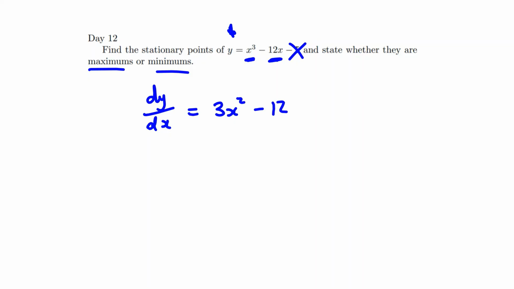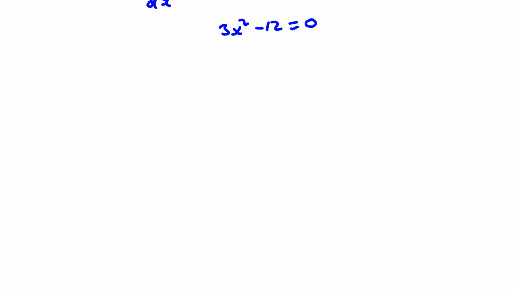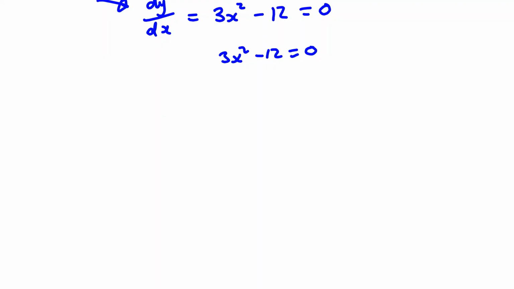Now our stationary points is when this thing equals 0, because our dy by dx is going to tell us our gradient. So we need to solve 3x squared take away 12 equals 0. Now, despite this having an x squared in, we don't have to solve it like we would with a normal quadratic. We can just add 12 to both sides. 3x squared equals 12, and then we can divide by 3.